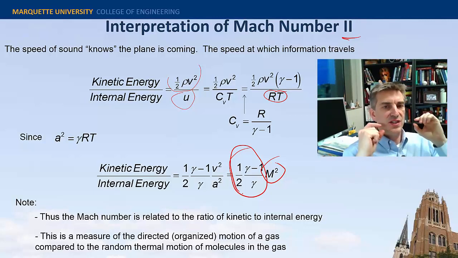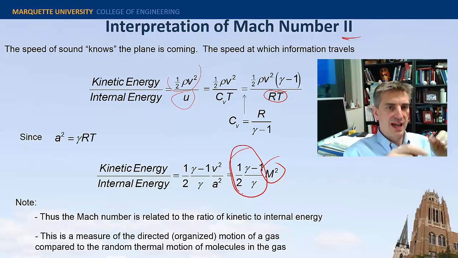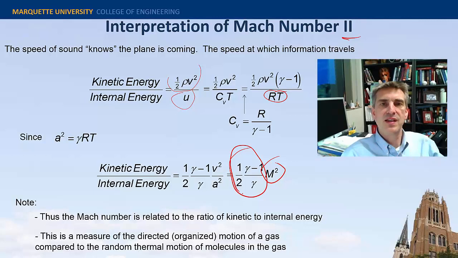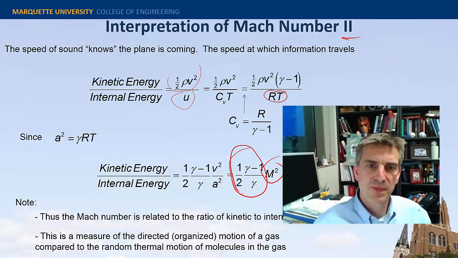That's what this kinetic energy is, this organized motion of gas compared to, or divided by, the random motion of gas, the translational components within gas. So as this organization exceeds this randomness, then you have Mach numbers greater than 1. That's a really cool interpretation of what the Mach number is.